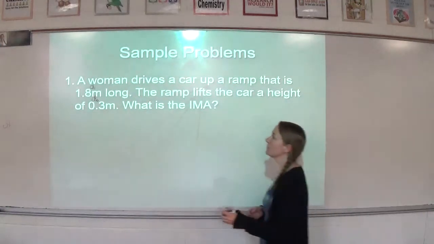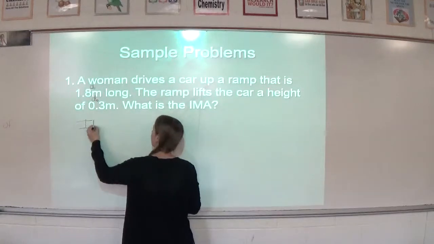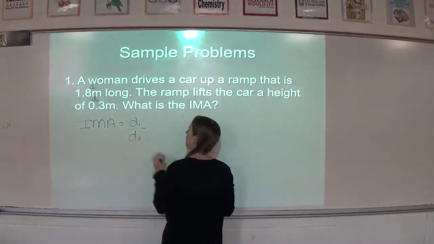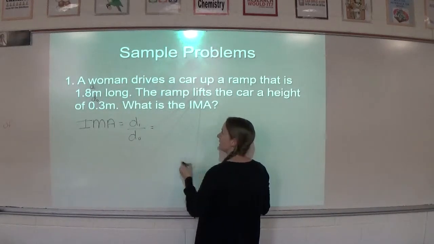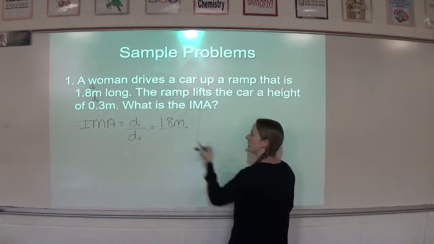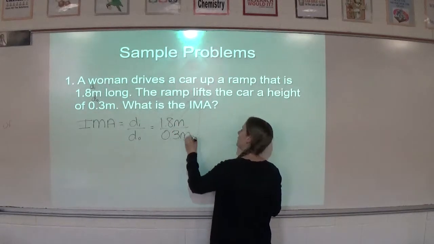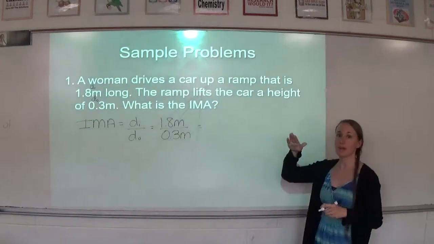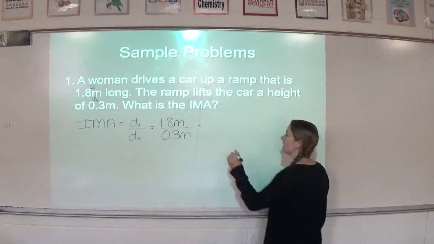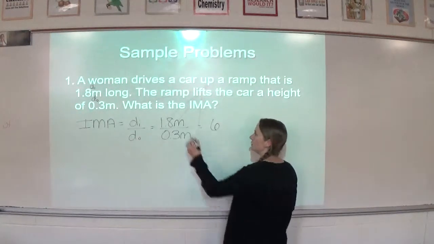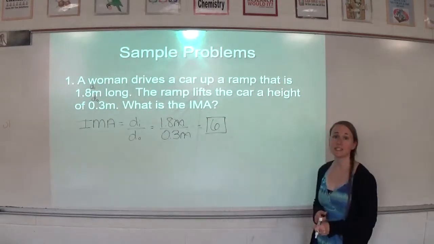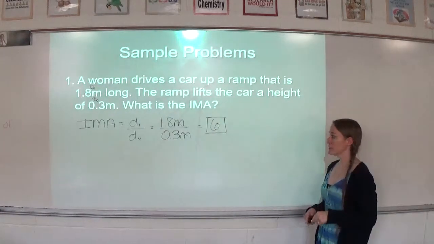So our formula for IMA is our input distance over our output distance. So I just plug in. My input distance is 1.8 meters. That's how far the lady traveled. My output distance is 0.3 meters. That's how high the ramp lifted the car. So when you do 1.8 divided by 0.3, you get 6. Now let's look at these units. Meters and meters will cancel. So mechanical advantage has no units.